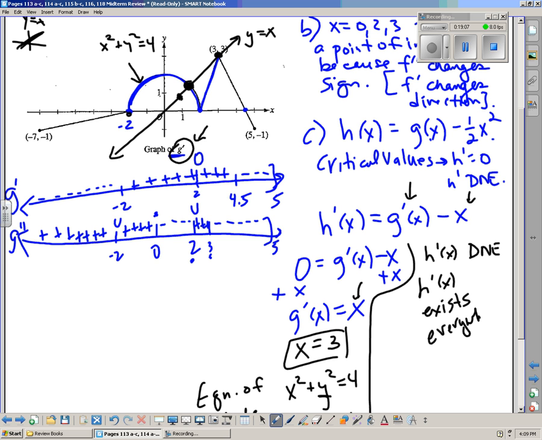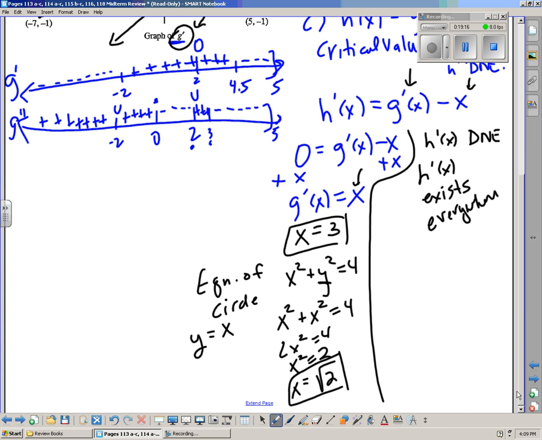We're not looking at the corners or cusps. If I asked you where h double prime doesn't exist, then I would look at the corners and cusps of h prime. So we get these two critical values. And now we have to figure out what's going on there.